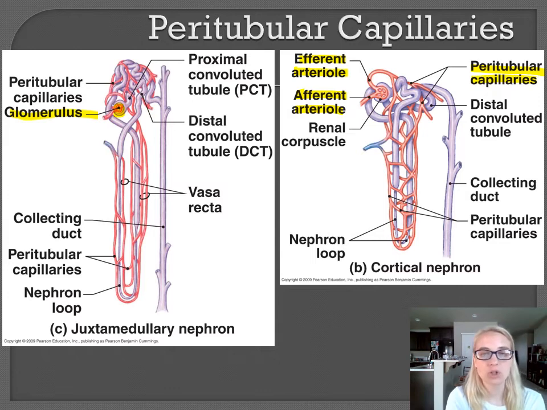This other type called juxtamedullary, if you take a look, they are kind of a lot longer. They dip this nephron loop way down deep into the medulla of the kidney. So we still have peritubular capillaries, right? We have the peritubular capillaries.